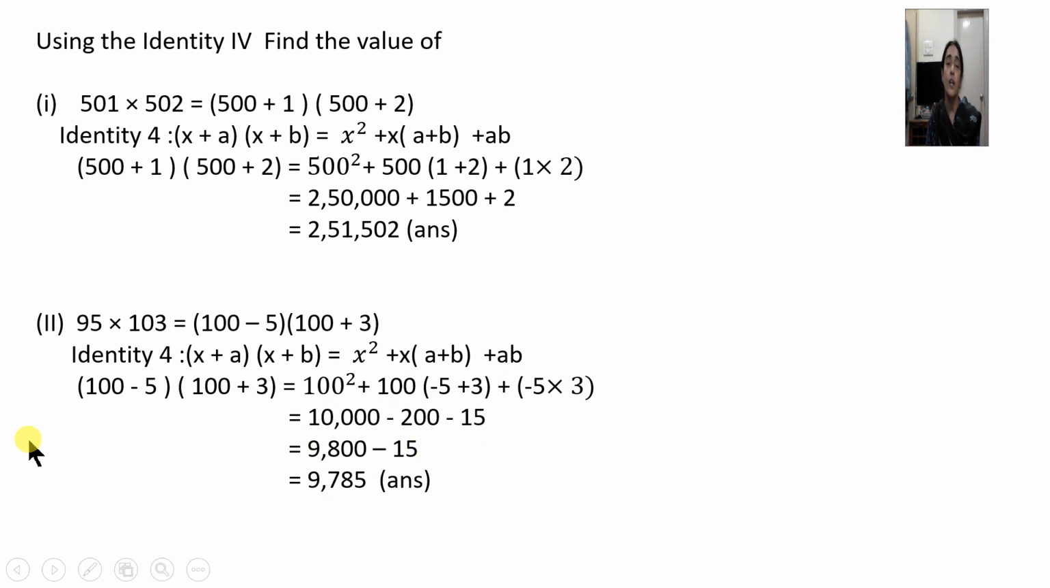So children, this is how we apply these identities. So you write down in your classwork book. Try to do it by yourself because I have explained it to you, and when you do it by yourself you will understand it better.